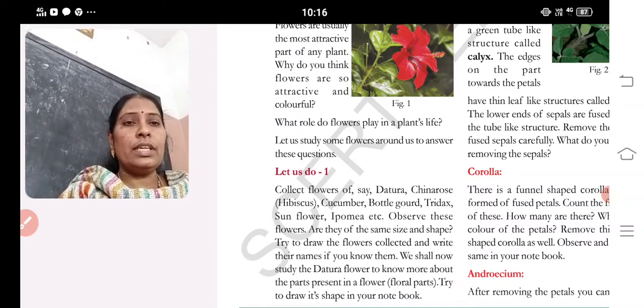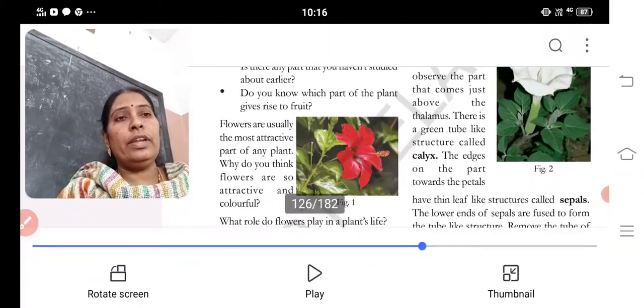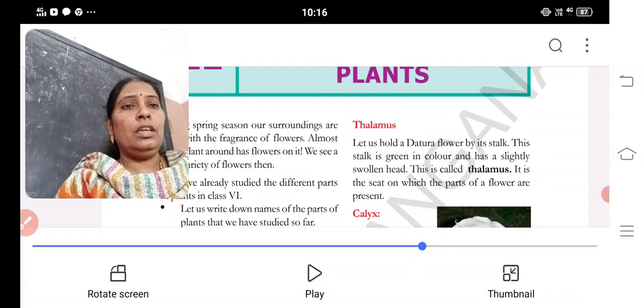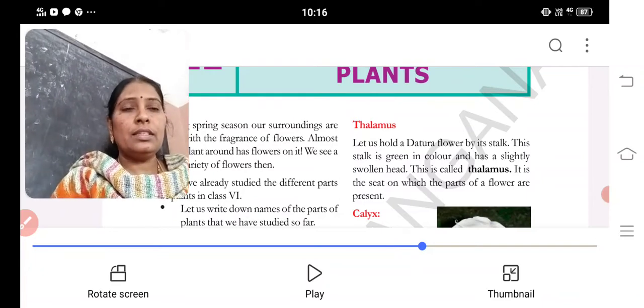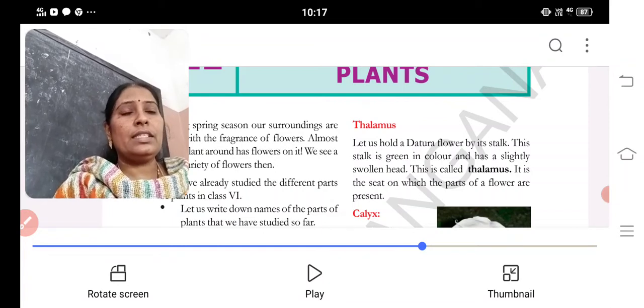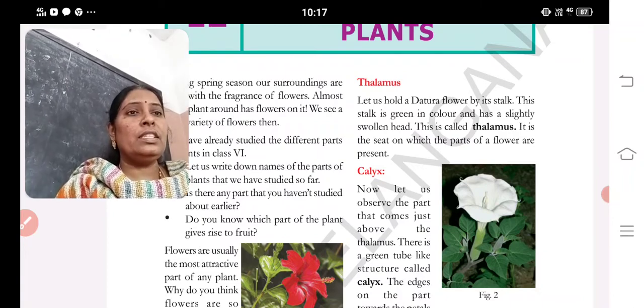We shall now study the datura flower to know more about the parts present in a flower. Floral parts. Try to draw its shape in your notebook. Now let me show. This is the thalamus. This is datura. Let us hold a datura flower by its stalk, and this stalk is green in colour and has a slightly swollen head. This is called the thalamus. It is the seat on which the parts of the flower are present.